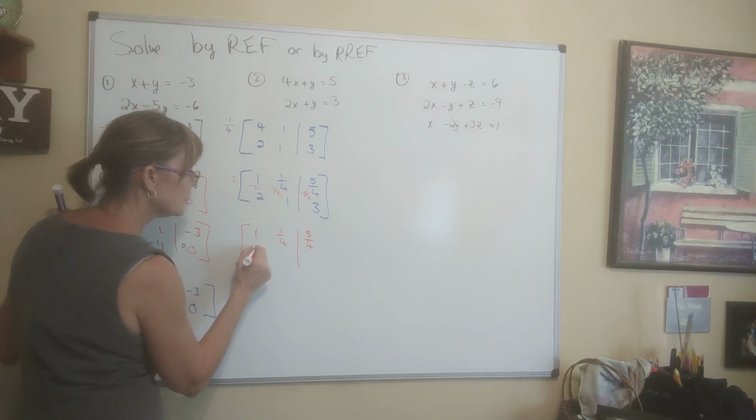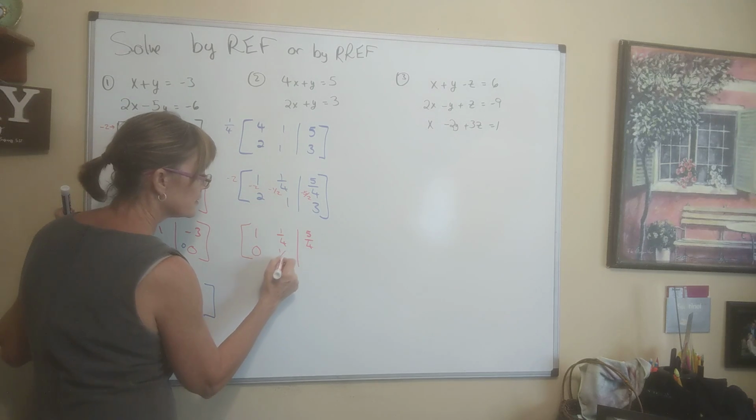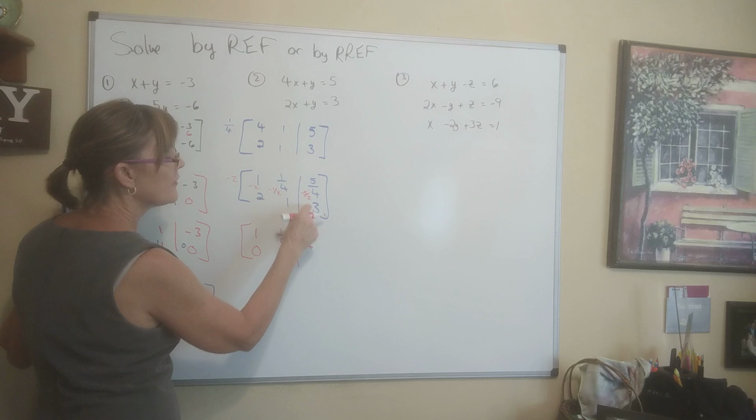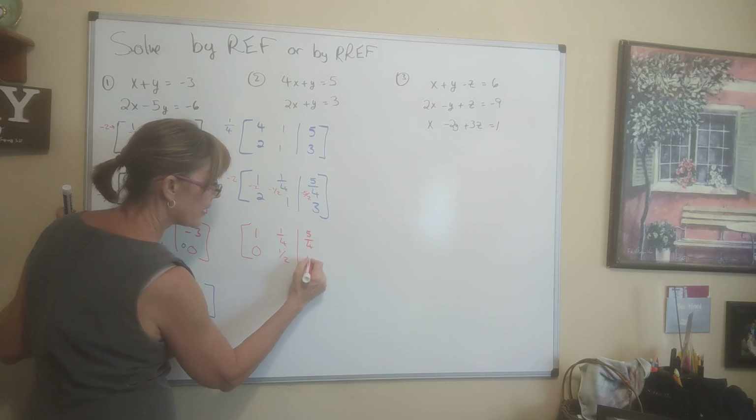Negative 2 plus 2 is 0. Negative 1/2 plus 1 is 1/2. Negative 5/2 plus 3 is, that's negative 2 1/2 plus 3, that's a 1/2.